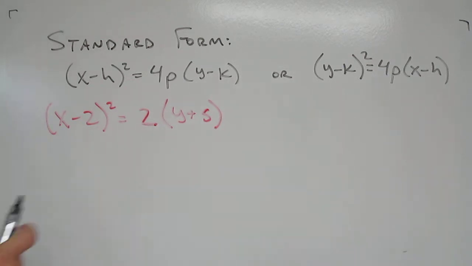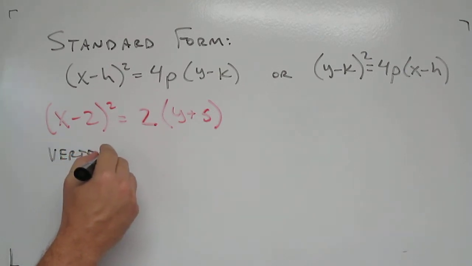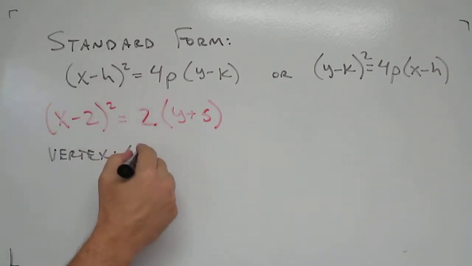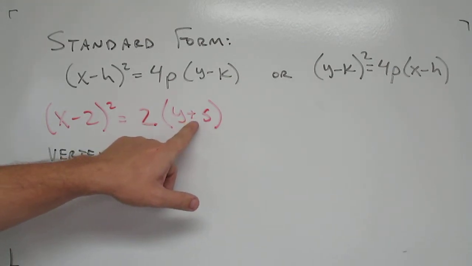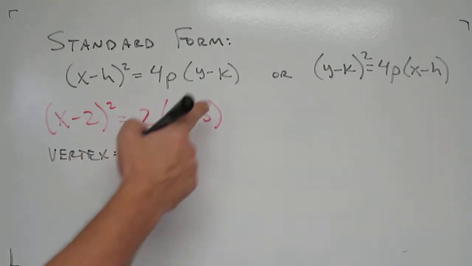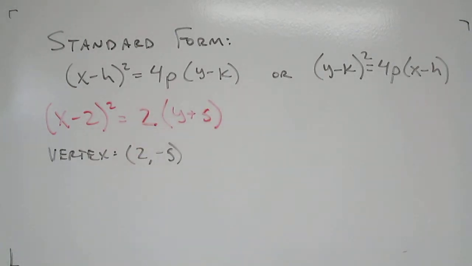So first thing I hope you see is that the vertex is going to be at (h, k), so that's going to be 2 for the x coordinate, and if I have this as minus negative 5, then k would be negative 5. So it's always going to be the opposite of what's in there. So I have the vertex.